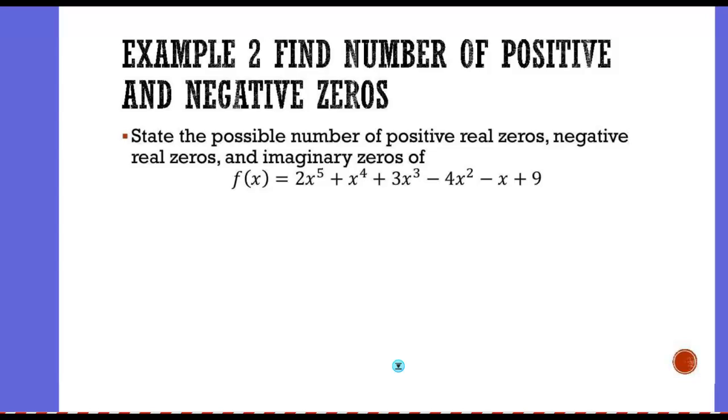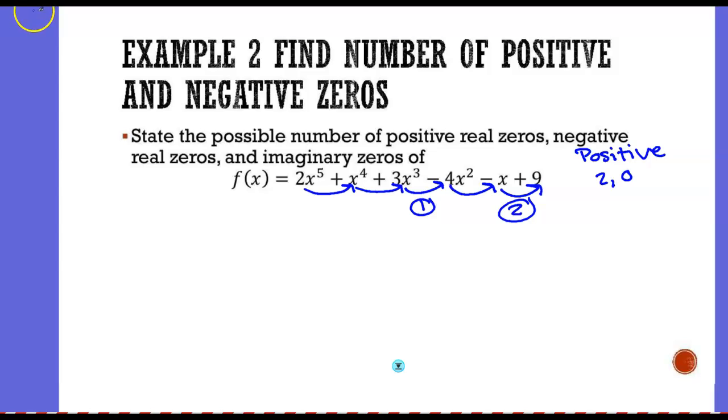I want you to take a second to pause the video and see if you can find the number of positive real zeros and negative real zeros. Go ahead and pause now. So I went through and counted the number of sign changes, and I discovered that there were 2, but of course it could be 2 or 0 because that number could be decreased by 2.